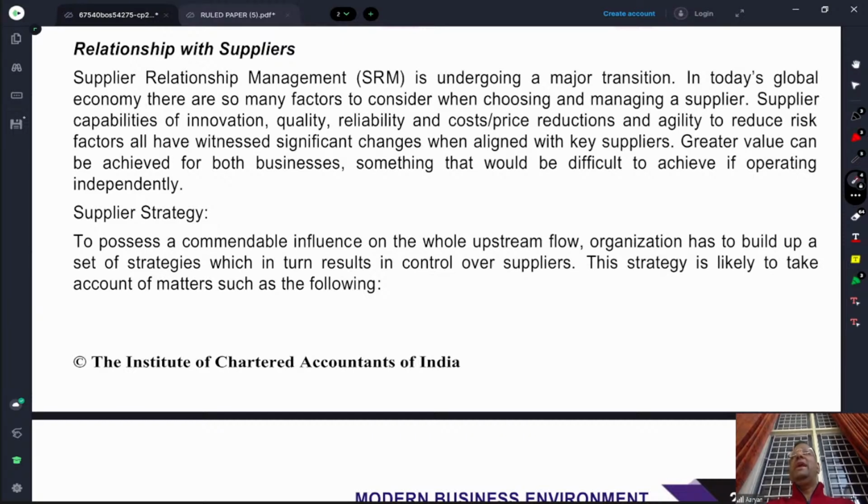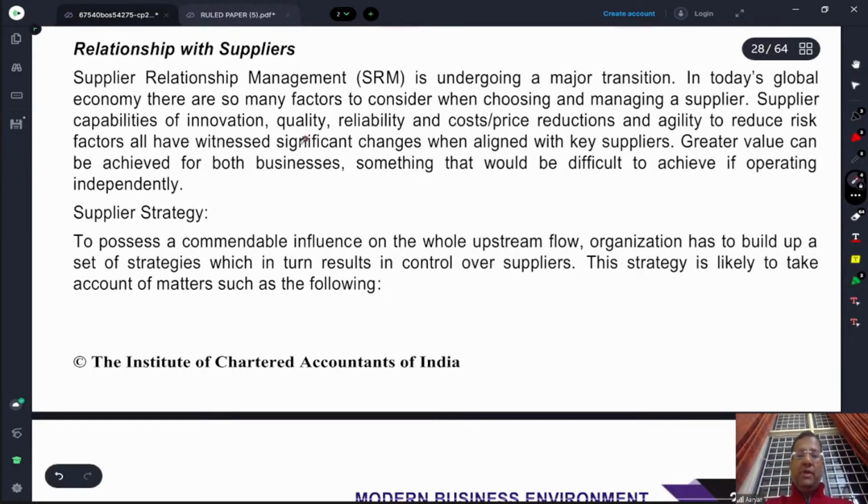Suppose you are working in iPhone company, Apple company, and you select the supplier based on their innovation. Suppose one of the supplier is producing the screen. If they innovate on that particular screen, definitely screen is raw material for your company Apple. If supplier innovates on its product, then definitely the ultimate beneficiary will be my company, because higher the innovation in the raw material, definitely higher will be the innovation in my product also, end product also.